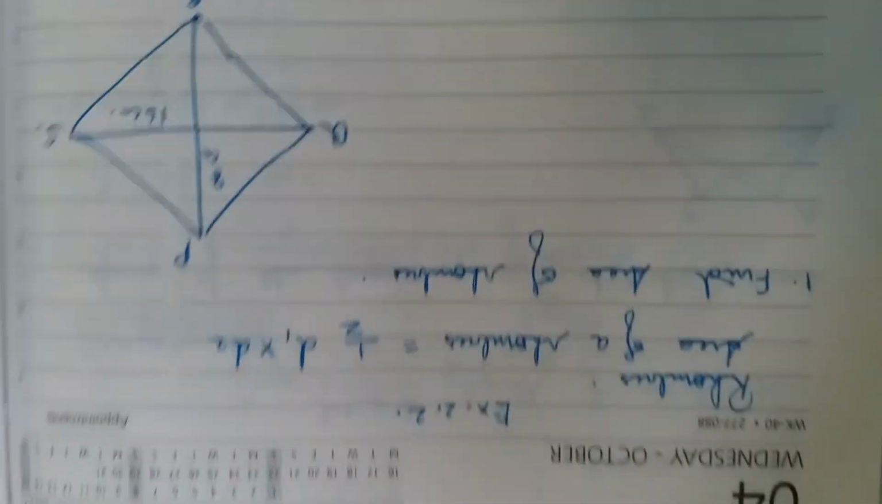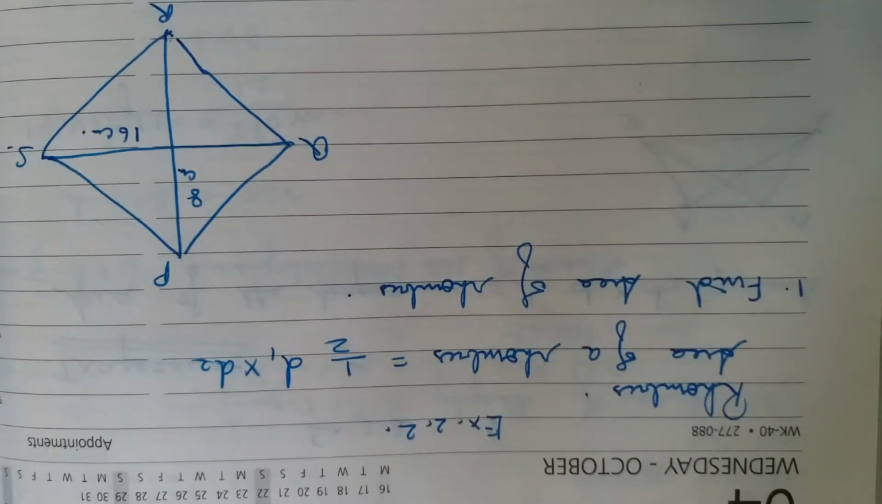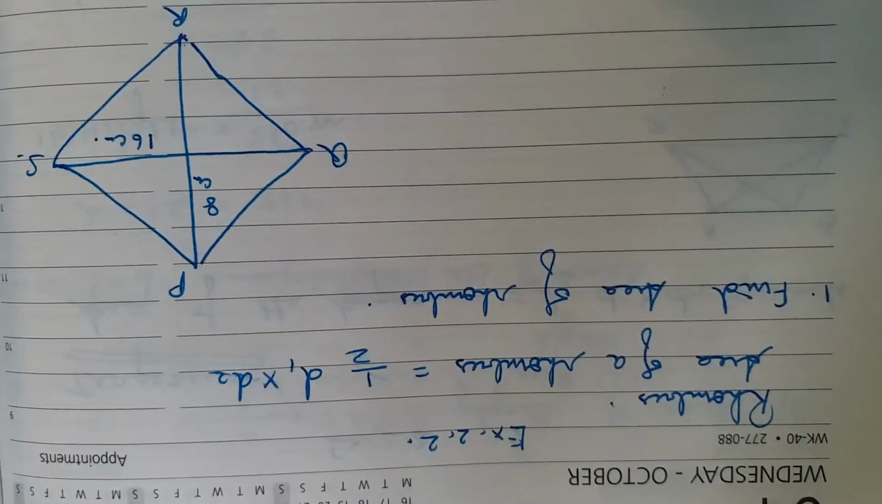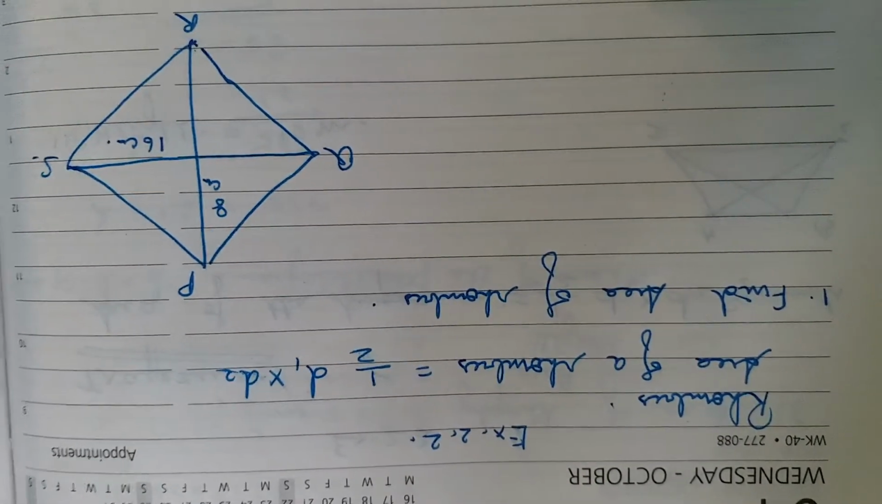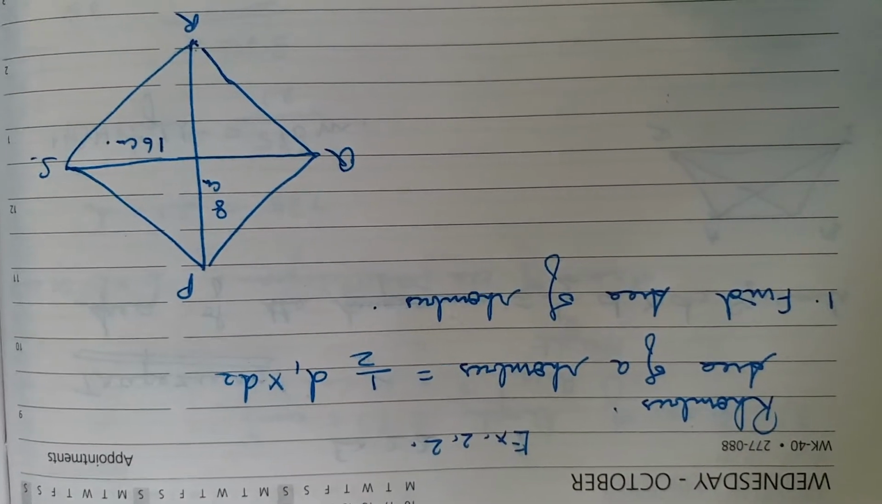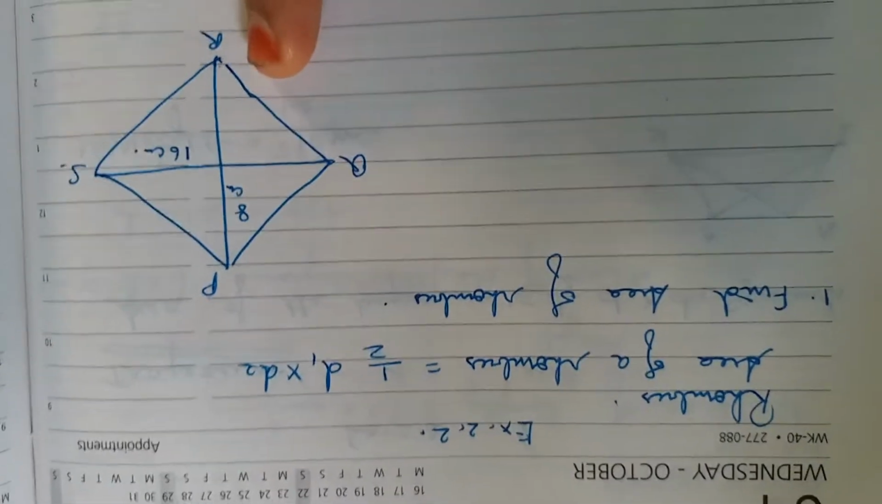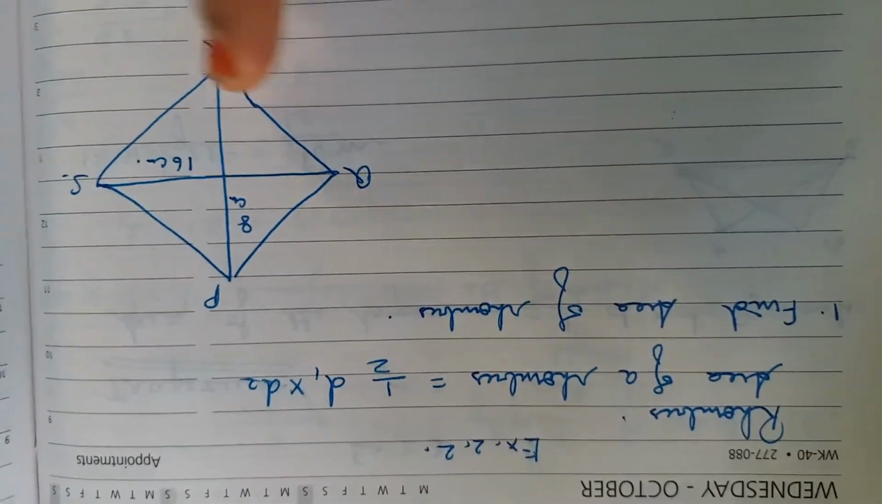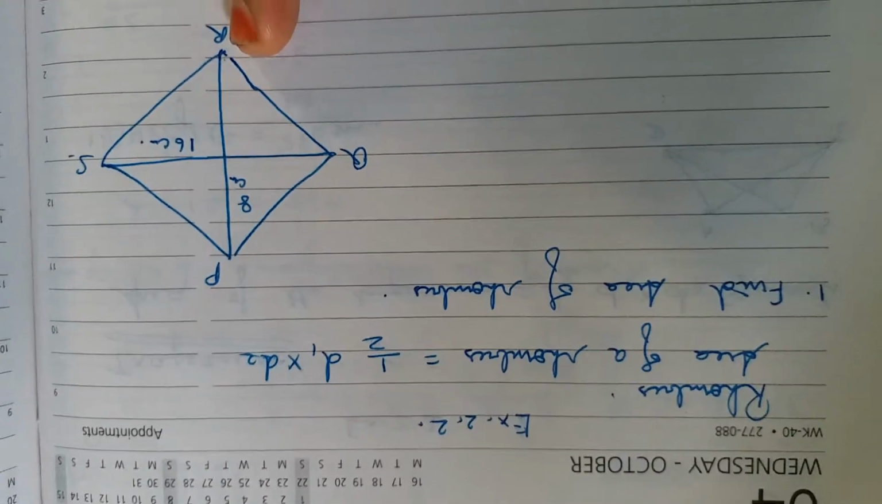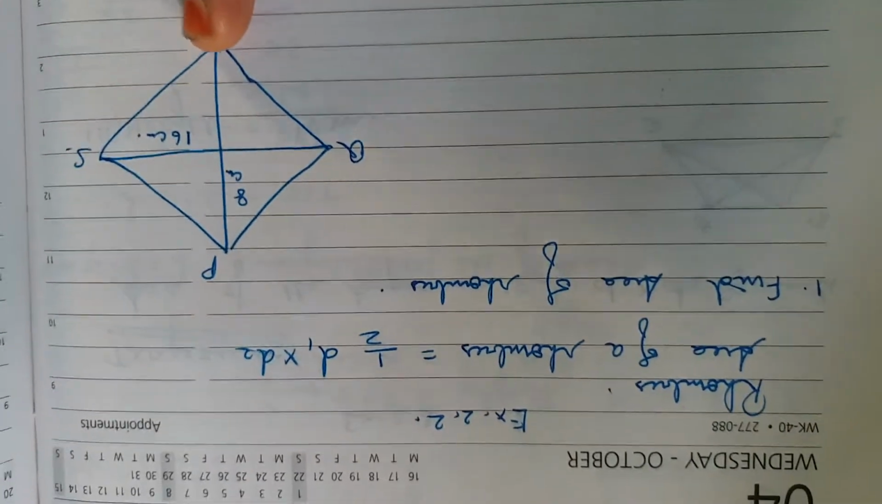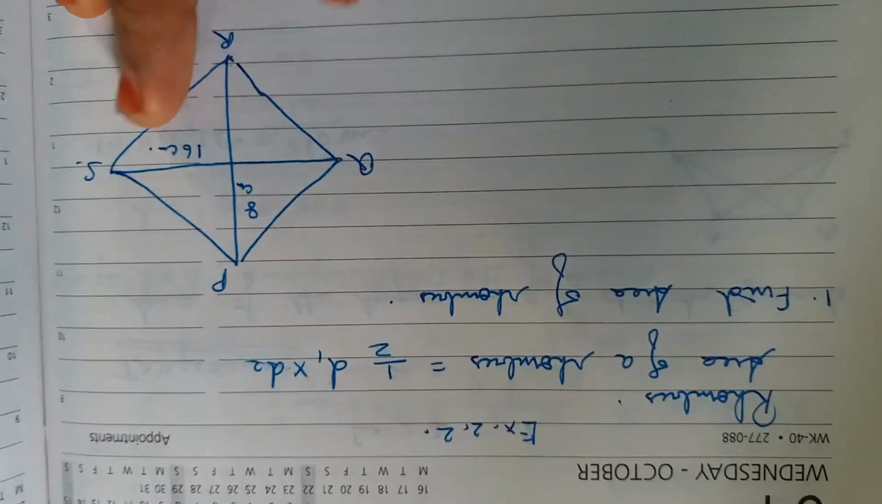7th Samacheer Maths exercise 2.2, you are going to learn about rhombus. A rhombus is similar to a square. It is the same shape as a square, but only the diagonals' lengths will be different. That is the difference between the square and a rhombus. In a square the diagonals will be equal, whereas in a rhombus the diagonals will be of different length.